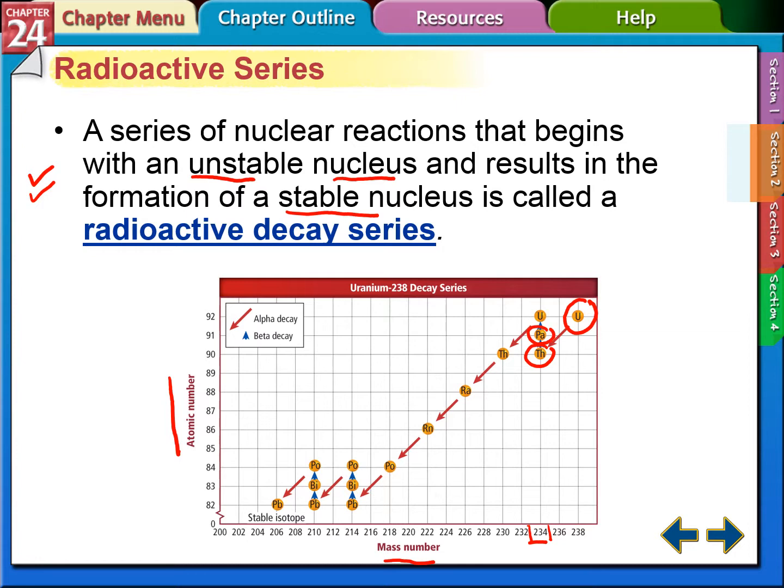Then after that, the decay process continues until such time that a more stable isotope, lead-206, is formed. Now take note that the red arrow indicates the alpha decay, while the blue arrow indicates beta decay.